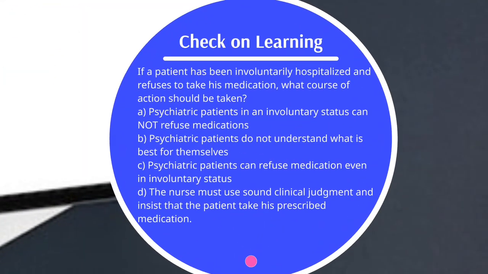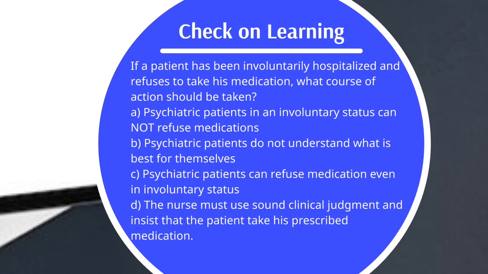All right, another check on learning. If a patient has been involuntarily hospitalized and refuses to take his medication, what courses of action should be taken? A. A psychiatric patient in an involuntary status cannot refuse medication. B. A psychiatric patient does not understand what is best for themselves. Or C. A psychiatric patient can refuse medication even if in an involuntary status. D. A nurse must use sound clinical judgment and insist the patient take his prescribed medication. Take a minute, read it again, and pick the best option.